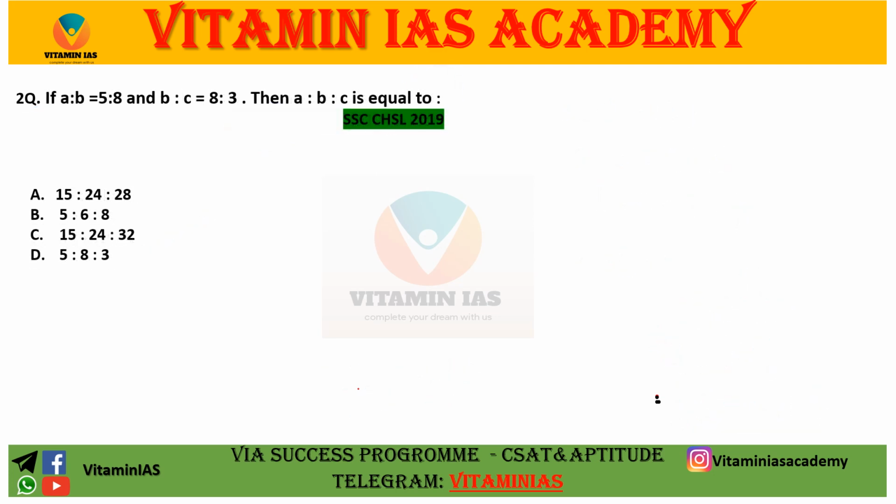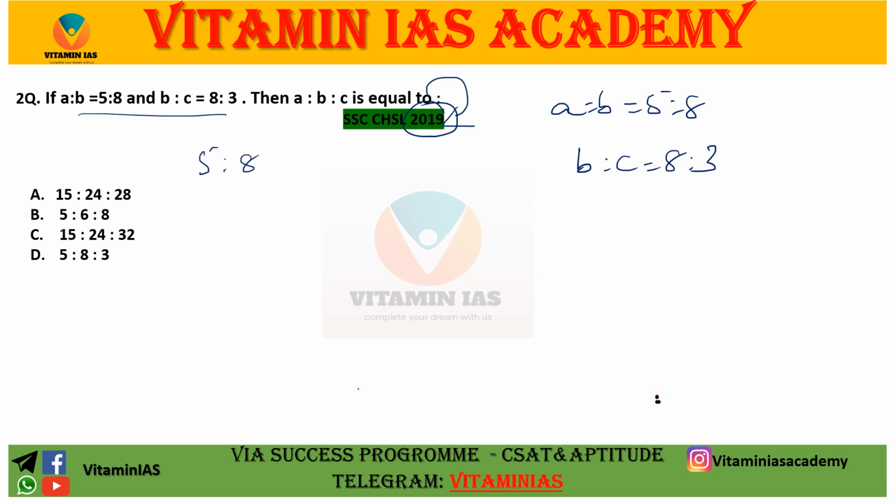Our second question: if A is to B is equal to 5 is to 8 and B is to C is equal to 8 is to 3, then what will be the answer of A is to B is to C? This question came in SSC CHSL in 2019. Simply by looking at the question we can solve it. What is the answer here? 5 is to 8 is to 3.